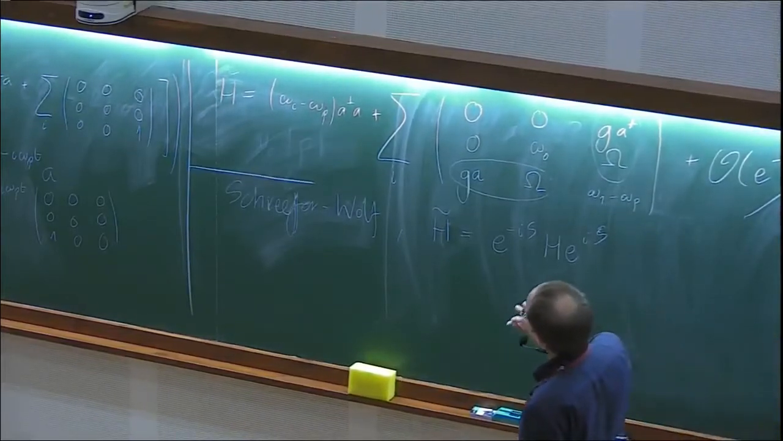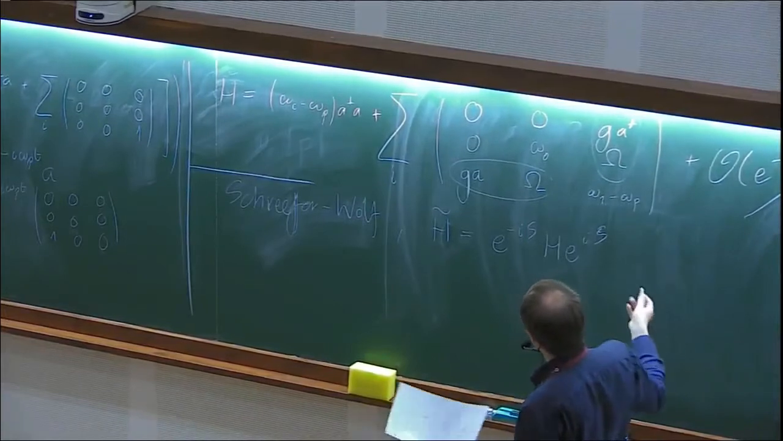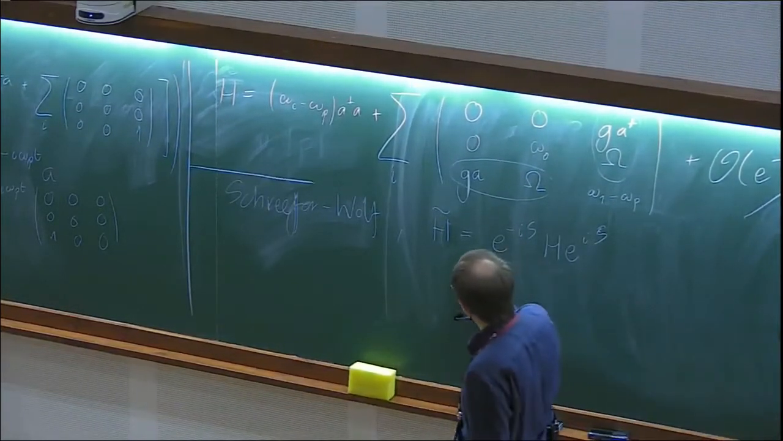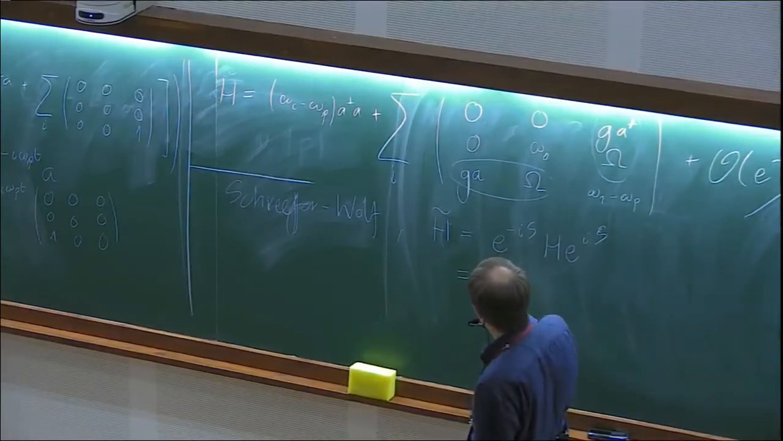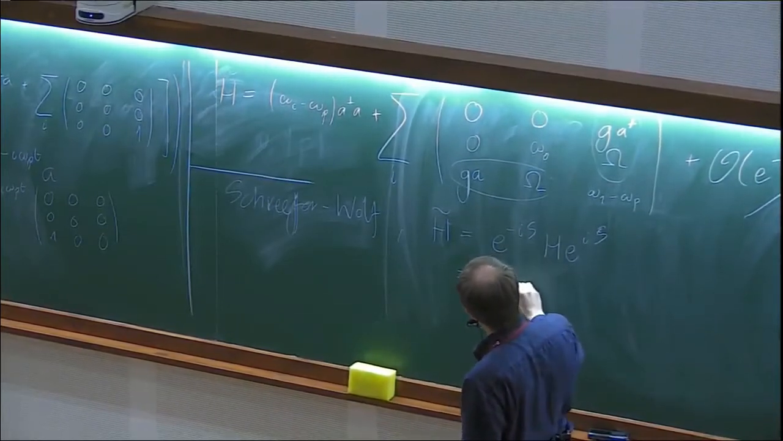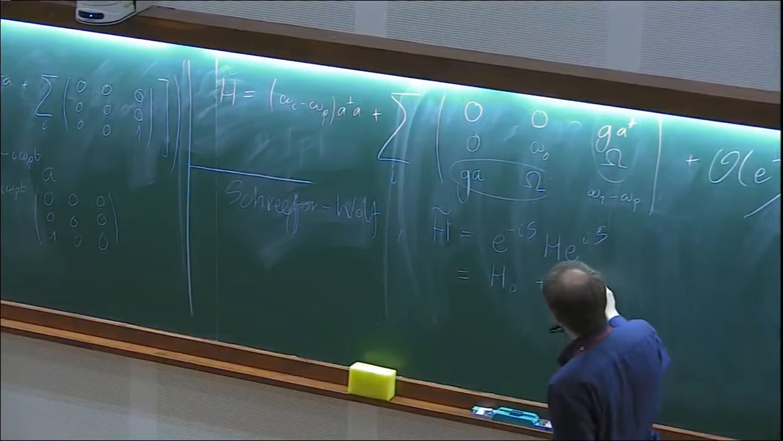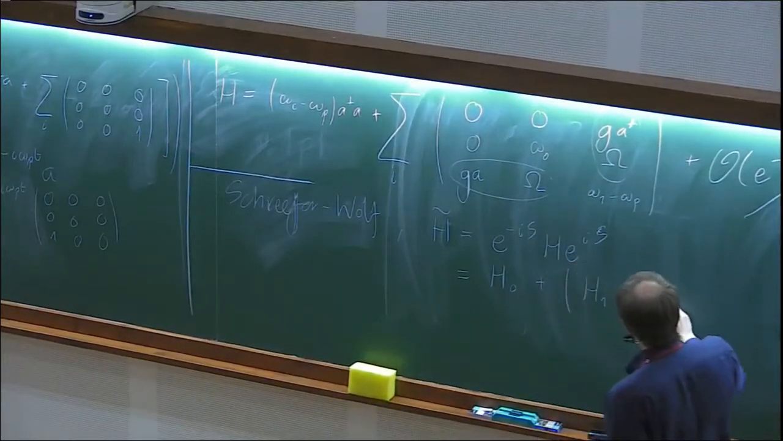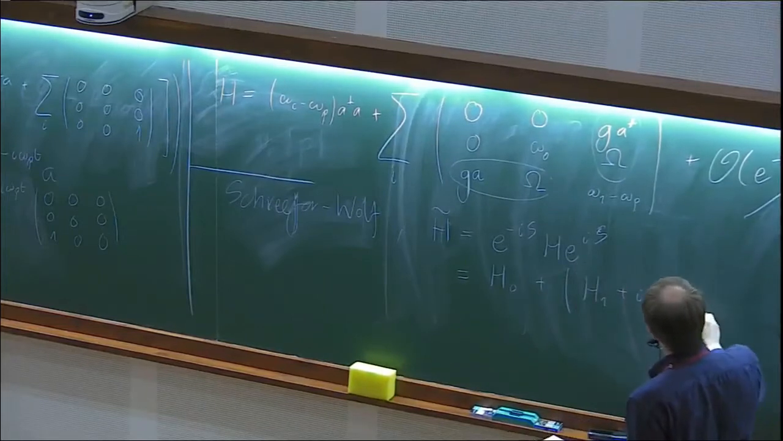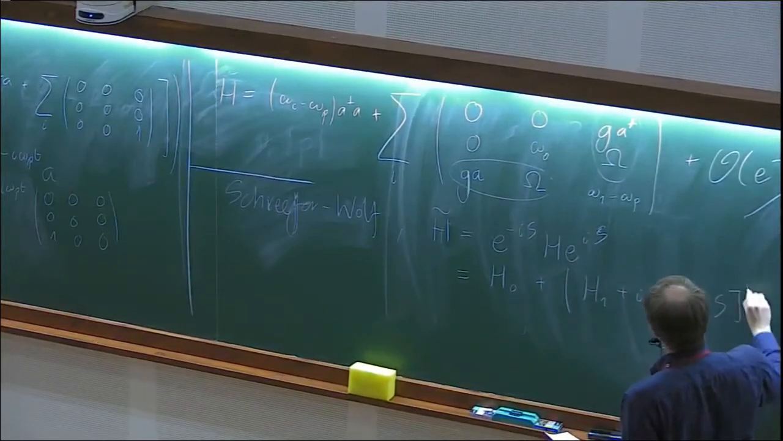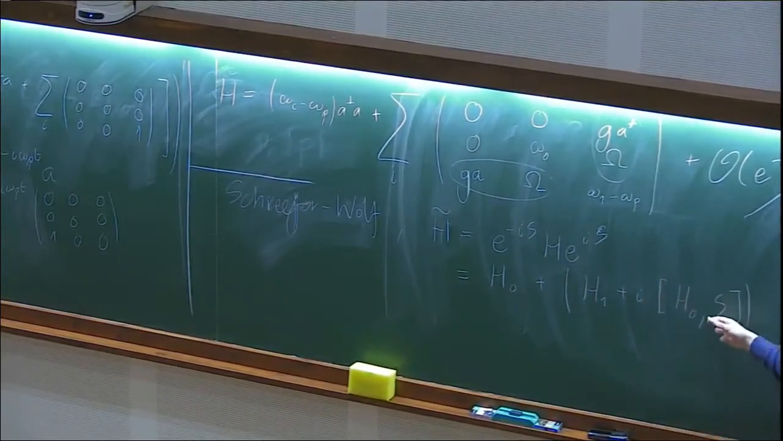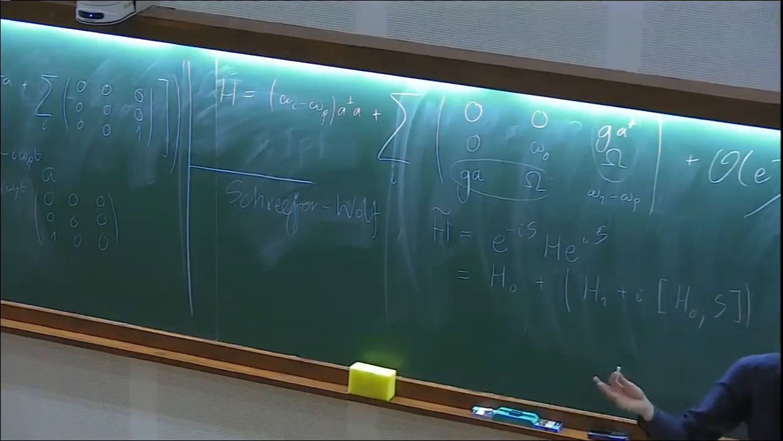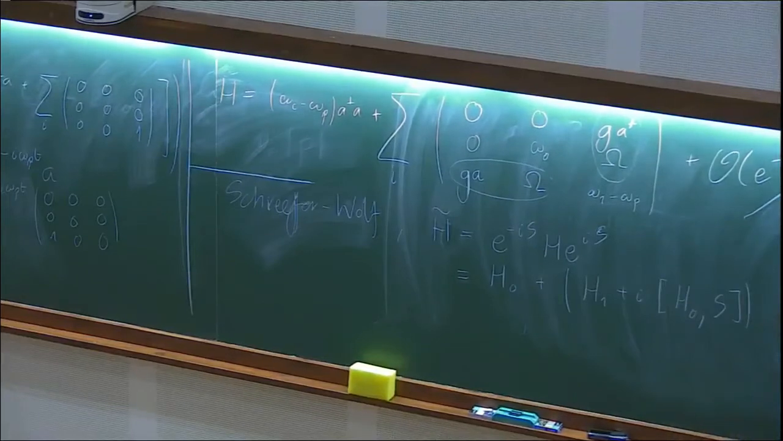If I can write H as H naught plus H1, and H1 is the thing I want to get rid of, I will Taylor expand this in powers of s, and I will write this as H naught plus H1 plus i commutator of H naught and s. So this is the first order term in s because I took a 1s from here and 1s from here and get opposite signs according to which side it's on.